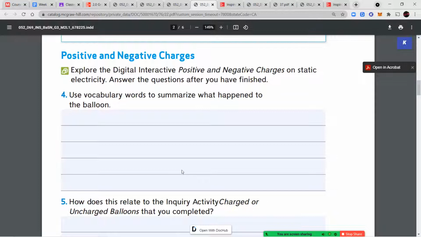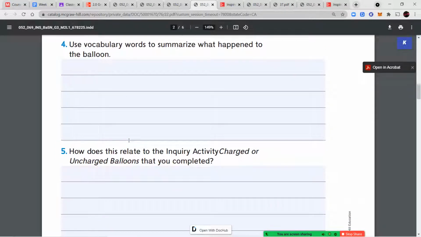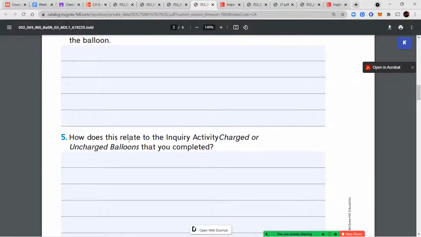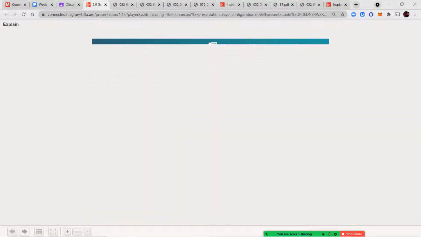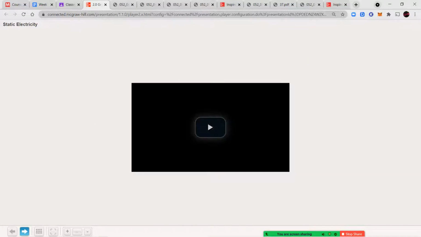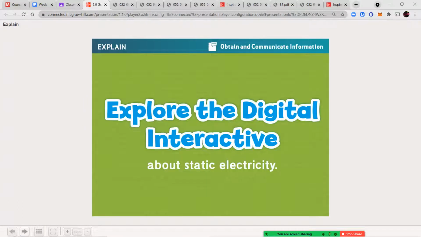Explore the digital interactive positive and negative charges on static electricity. Answer the questions after you've finished. Use vocabulary words to summarize what happened to the balloon. How does this relate to the inquiry activity, charged or uncharged balloons, that you completed? Let's go ahead and take a look at that video. So first, we'll watch the static electricity video. And then we will explore the digital interactive.